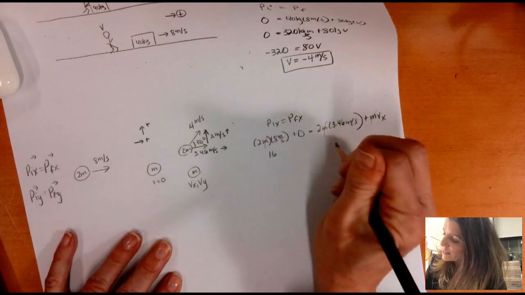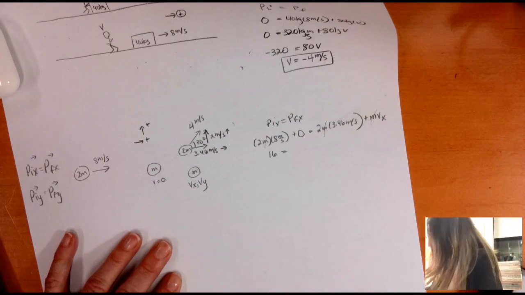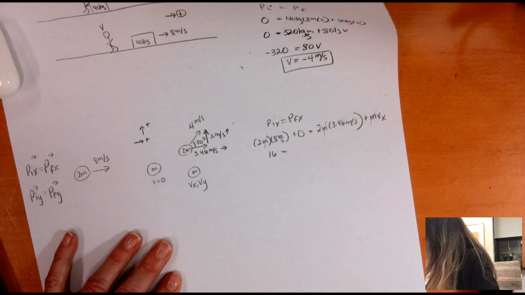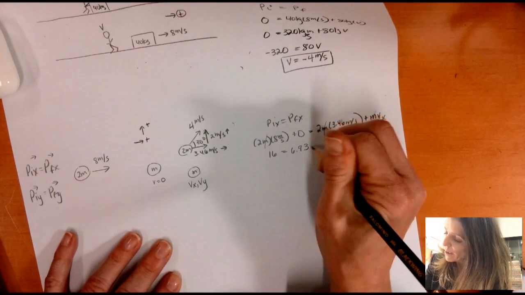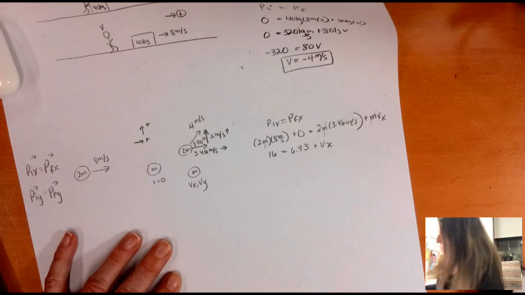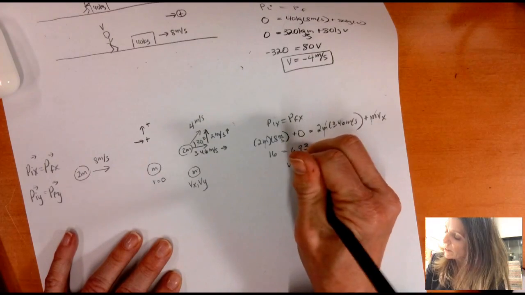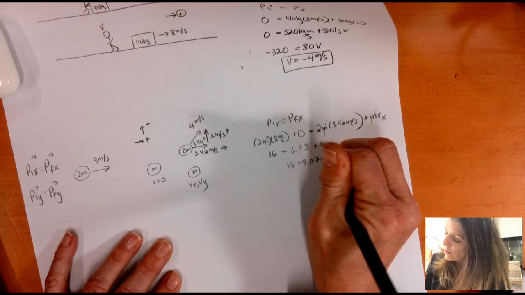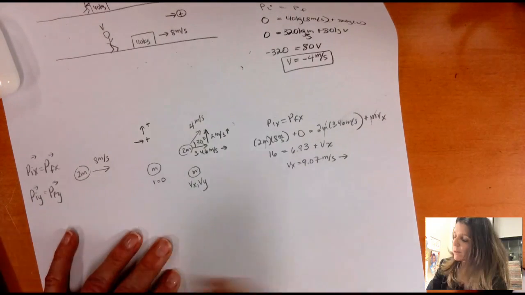And I get 16 equals 2 times 6.92, 6.93, if I use the thing all the way out, plus Vx, and 16 minus 6.93 is 9.07. And so it came out positive, which makes sense. I expect that to be going to the right.